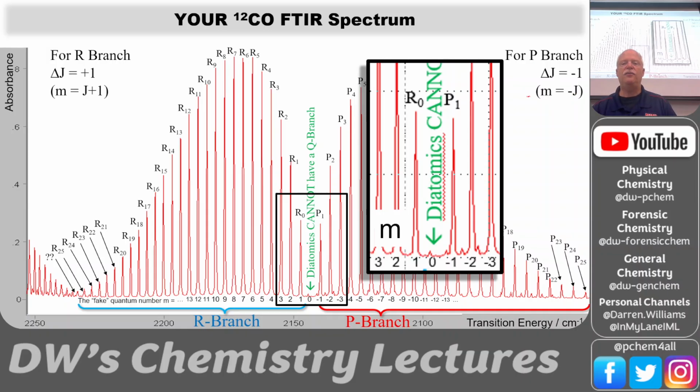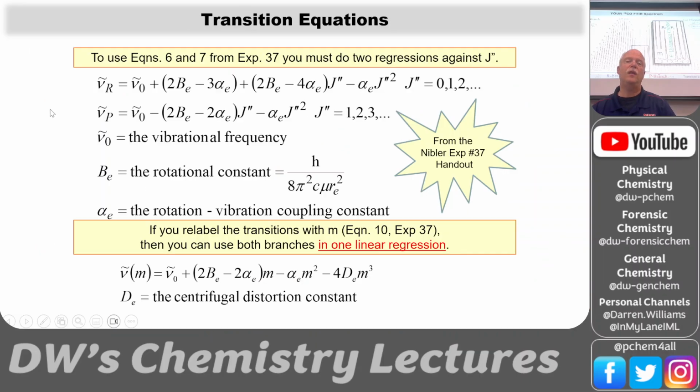No, this is just for the regression analysis. So it's sort of like a trick that we're using. Yeah, and so for the P branch, they're all negative, and for the R branch, they're all positive. And then when we do the regression, there'll be an intercept where there's 0, and that's right where the vibrational frequency is. Yeah.